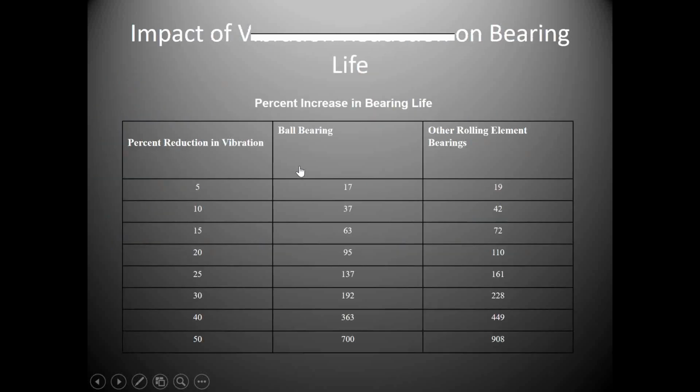But look at the effects of vibration on the reduction of bearing life. If you look at the left-hand column here, it says if we can reduce vibration by 10%, it increases ball bearing life by 37% and roller bearing life by 42%. It says if we decrease vibration by 25%, look what it does to ball bearing life: 137 times more life. Or on roller bearings, 161 times more life. So what this is saying is a lot of times bearing wear is directly due to vibration.